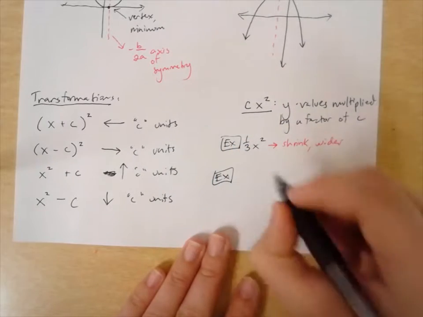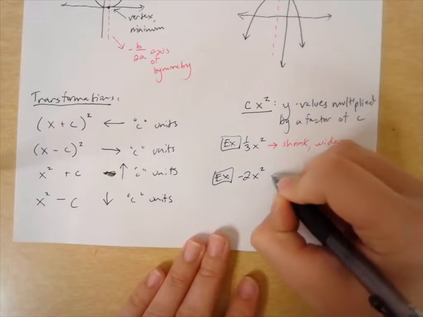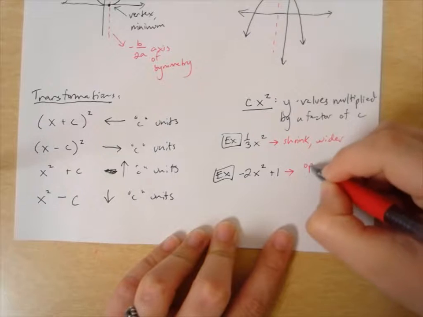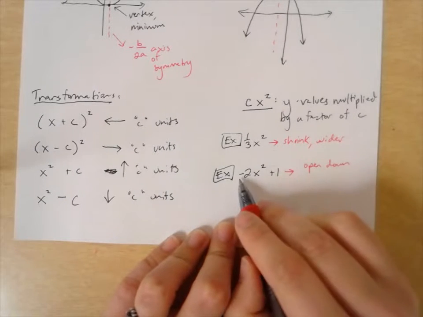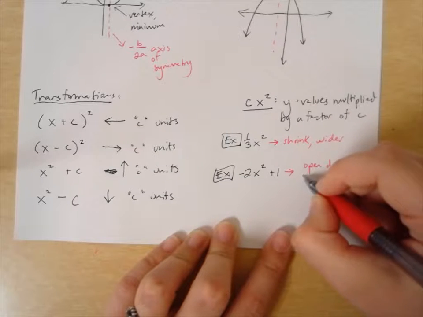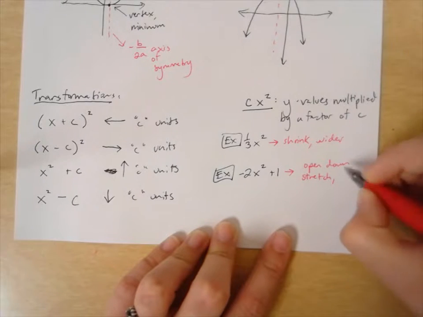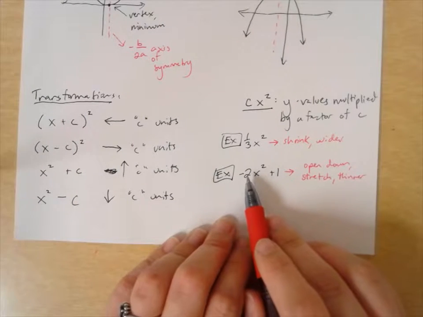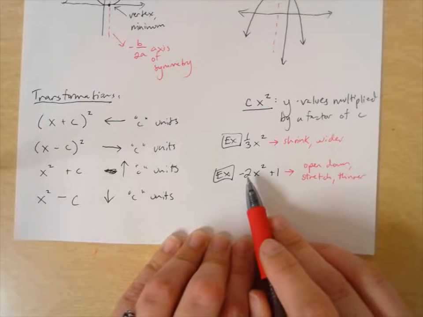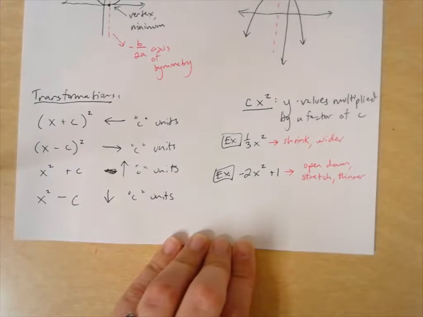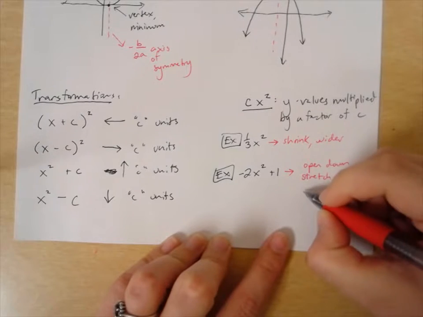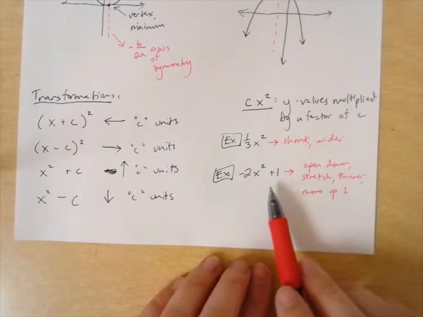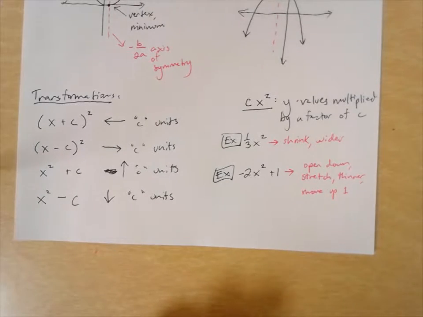If we had something like negative 2x squared plus 1, we'd have a couple of things going on. First of all, it would open down because we have that negative 2 out front. It would be a stretch. It would get thinner because every y value would be multiplied by a factor of negative 2. So it would go down, but then it would get bigger by 2. And it would also move up 1 unit because we have this plus 1 at the end.